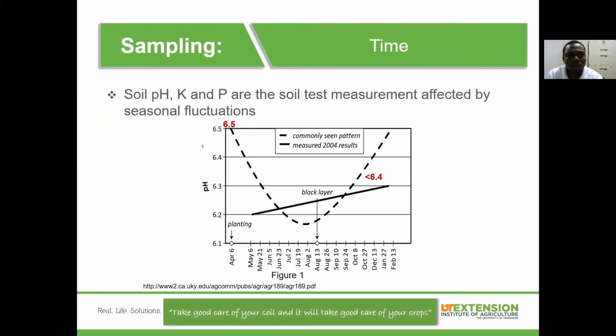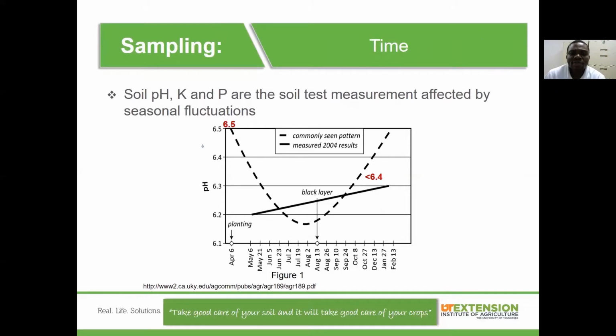First, let's talk about when to sample. Soil test values vary across seasons. Properties like soil pH, soil test K, and soil test P are greatly affected by seasonal fluctuations. These fluctuations or variations are driven by nutrient uptake. It's also due to mineralization, breakdown of organic matter or plant residue, as well as environmental factors like rainfall.